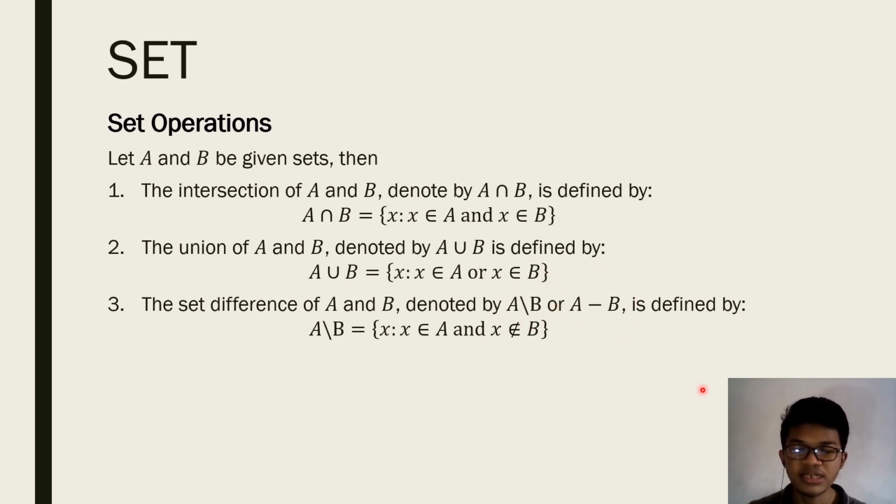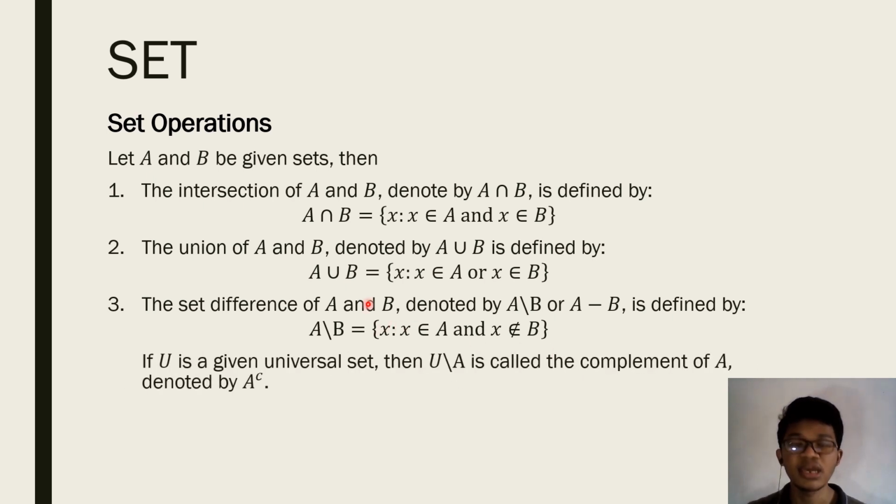And the last is the set difference of A and B, denoted like this or like this, is defined by the set difference of A and B equals all x such that x is an element of A and x is not an element of B. If U is a given universal set, then the set difference of U and A is called the complement of A, denoted like this. Do you get it about set?